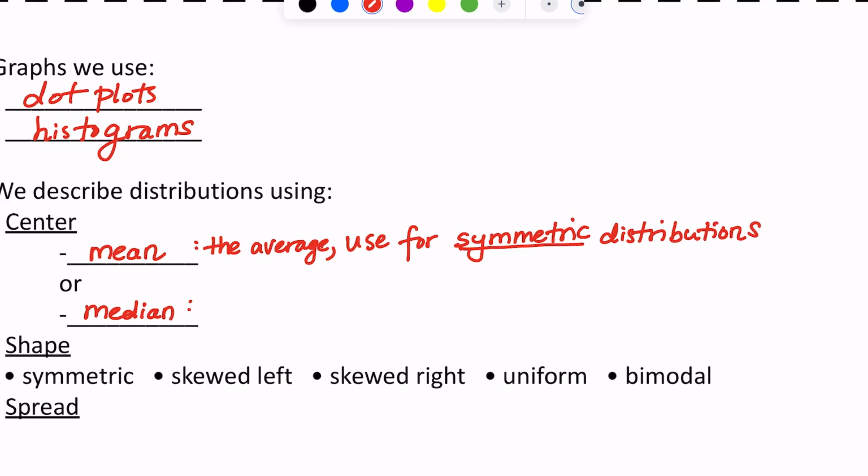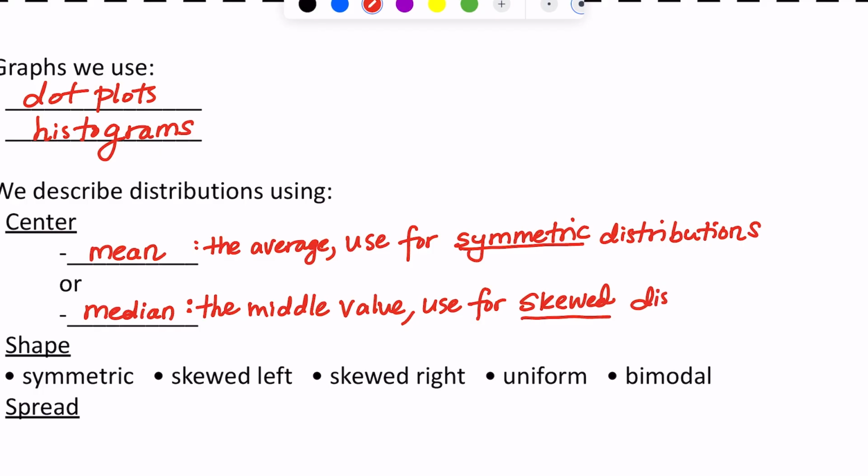Versus the median, which is the middle value. So when I line all the values up from least to greatest, it's the middle value, which we want to use for skewed distributions. So that's kind of our rule. How do I decide between the mean or the median? Well, check the shape. Is it symmetric? Is it skewed?